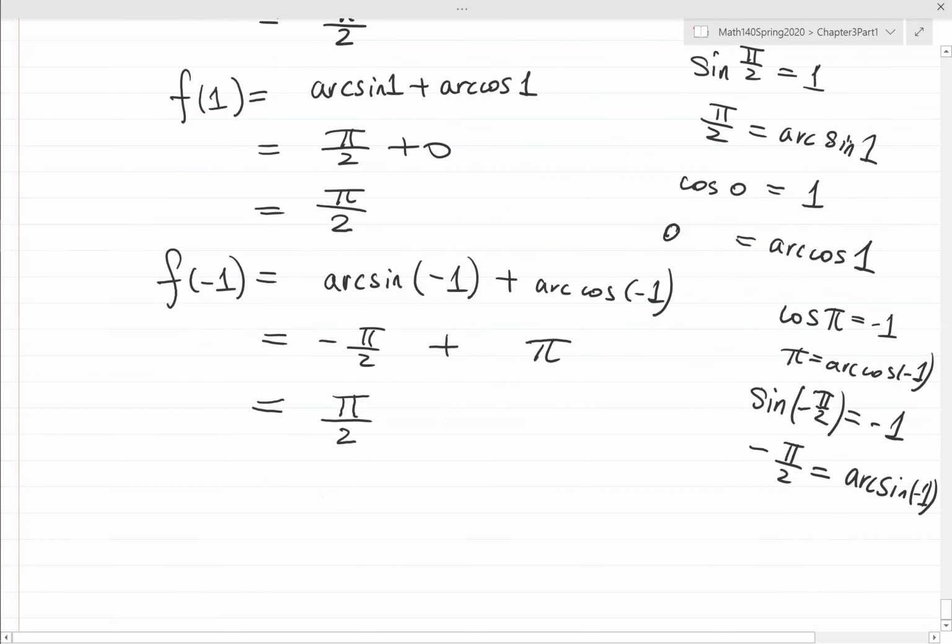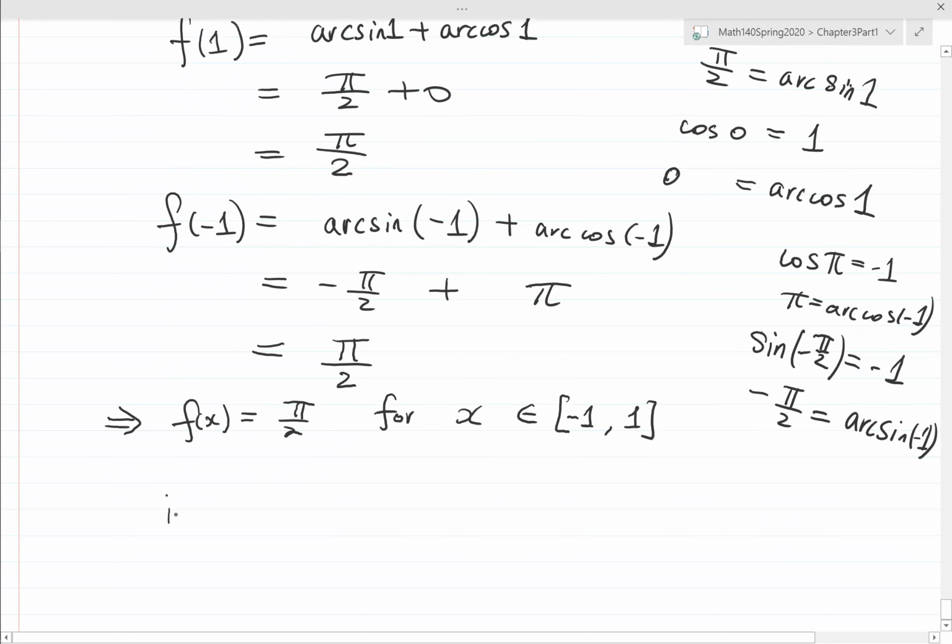So this shows that f(x) equals constant pi over 2 for all x in negative 1 to 1, i.e., arcsine x plus arccosine x is actually pi over 2.